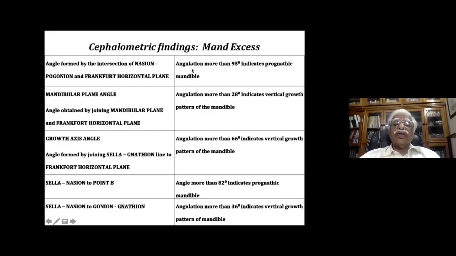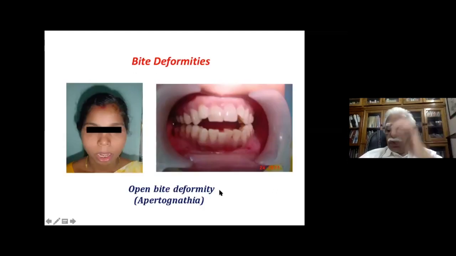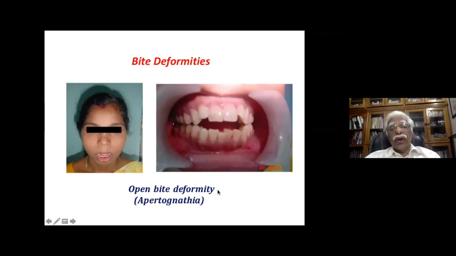Cephalometric findings for mandibular excess is basically SNB. SNB, the angle sella, nasion, and point B, more than 80 is normal for the mandible, and up to 2 degrees we find it within normal limits. And if it is more than 82 degrees, then it is an indication of a prognathic mandible. Of course, you have to consider SNA and SNB together, and only then will you be able to take a proper decision whether the mandible is prognathic or retrognathic. Open bite deformity is something very, very important which you have to see. In this case, you have to do a cephalometric analysis and find out.